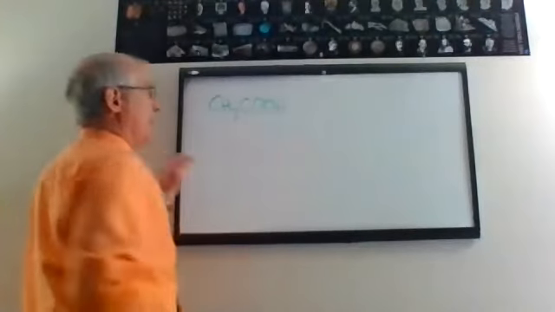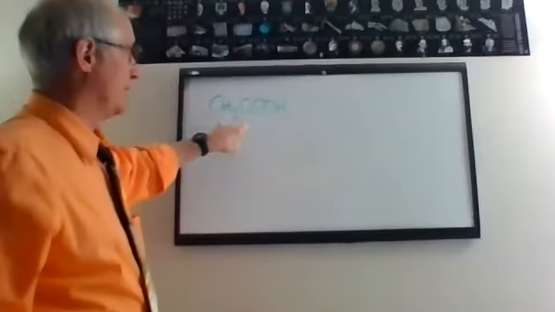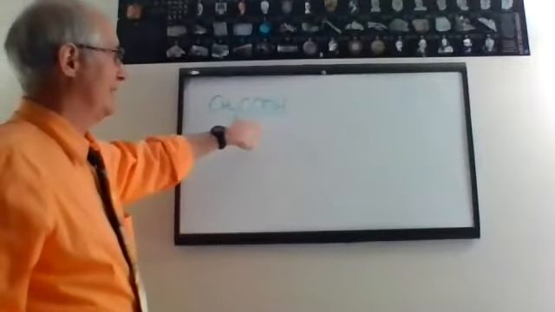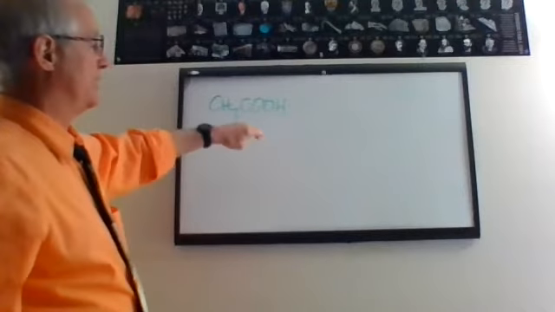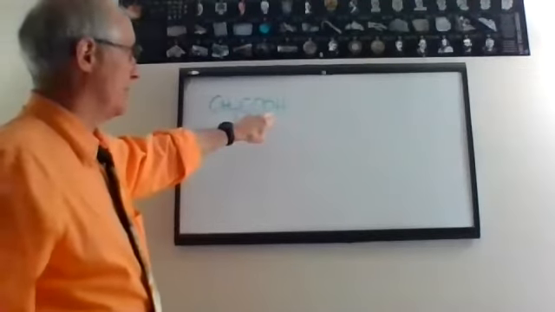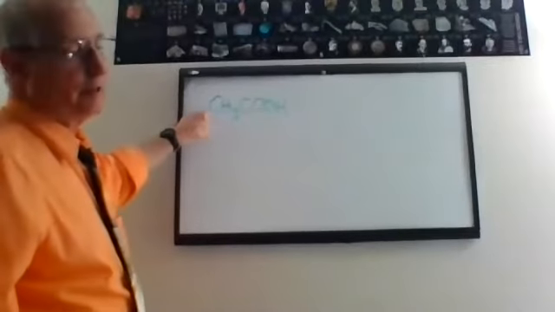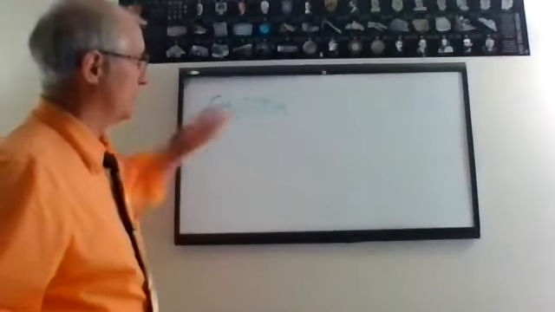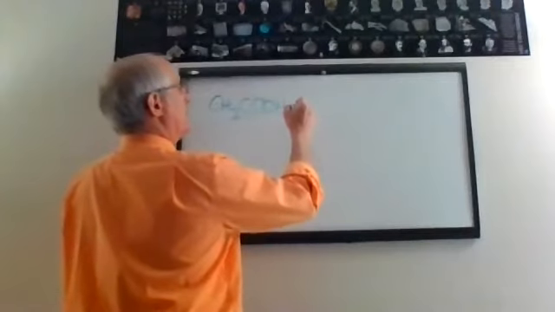CH3COOH. All acids have hydrogen on the front of them, except for vinegar or acetic acid. This acetic acid has hydrogen on the end because the hydrogen is appended to the oxygen. The hydrogen is not attached to the carbon in reality. So they stick that over there in that equation. Okay.